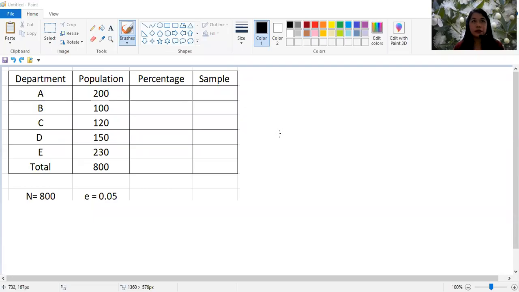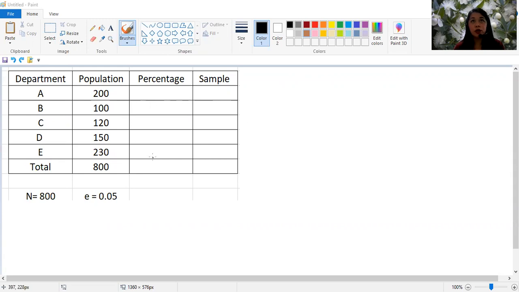Hello, everyone. Today, I will be teaching you about stratified random sampling. So I'm going to teach you how to perform this sampling technique. I have here an example.